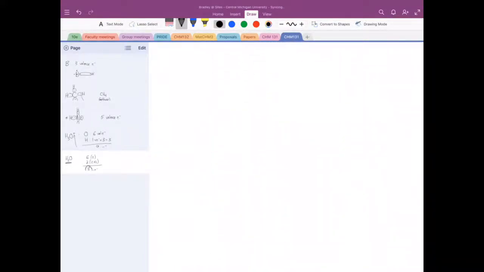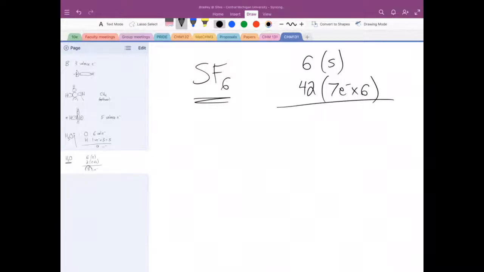All right, what about this one? SF6. So looking at total number of valence electrons, we've got 6 from the sulfur, and then we've got 42 from 7 valence electrons for each of the fluorines, but you've got 6 of them. Okay. And so that's a total of 48 valence electrons.